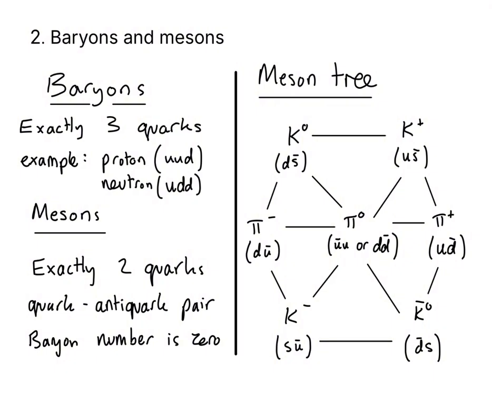Particles built from quarks come in 2 families. Baryons are made of 3 quarks. Protons and neutrons are both examples of baryons. Mesons are the other family, a quark-antiquark pair. Because you've got a quark and an antiquark together, their baryon numbers cancel, so every meson has baryon number 0. The main examples are pions and kaons, and they carry charge +1, 0, or -1, depending on which quarks are inside. We can see that we can construct a meson tree of all the different combinations of quark-antiquark pairs. Just to lock in that baryon number rule, it's +1 for a baryon, -1 for an antibaryon, and 0 for everything else, mesons included.